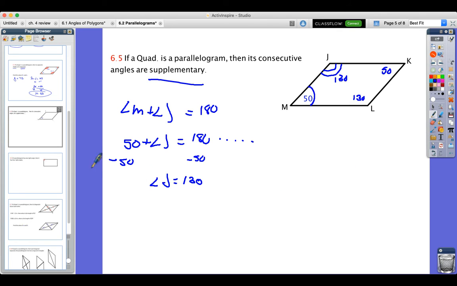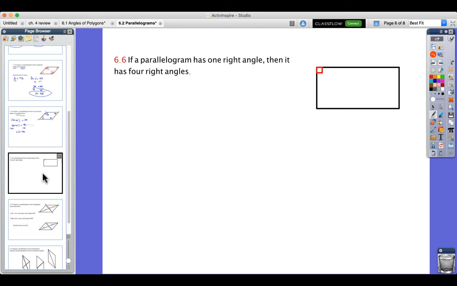Right there. Good. Now, if a parallelogram has one right angle, then they're all right angles, because using the rules of parallelogram, these are supplementary. So that means if this is 90, this has to be 90 because it has to make 180. If this is 90, using the rules of parallelogram, opposite angles are congruent, makes that 90, makes that 90.